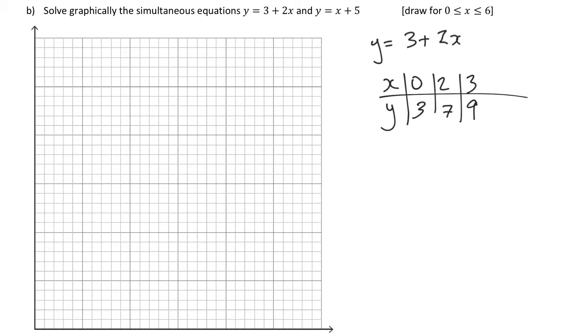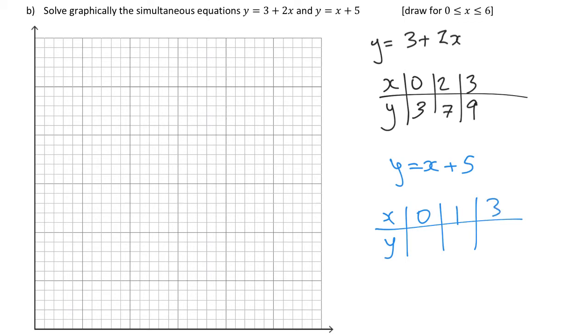We can do the same for y equals x plus 5. We come up with a table of values. This time we're going to pick 0, 1, and let's do 3 again. So when x equals 0, y is going to equal 0 plus 5, which is 5. When x equals 1, y is going to be 1 plus 5, which is 6. And when x is 3, y is going to be 3 plus 5, which is 8.